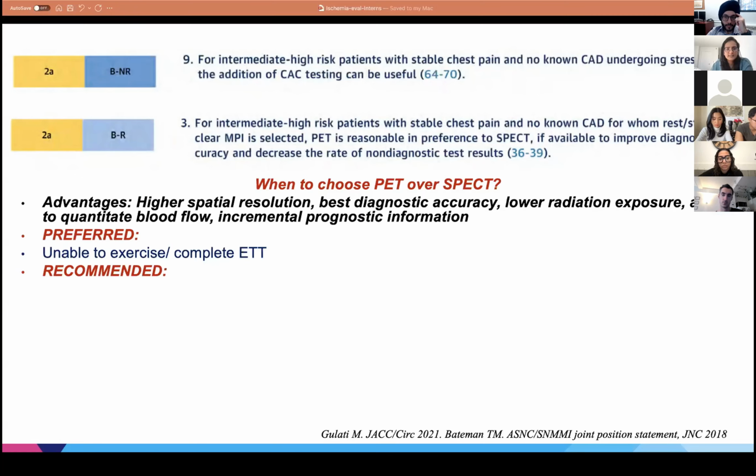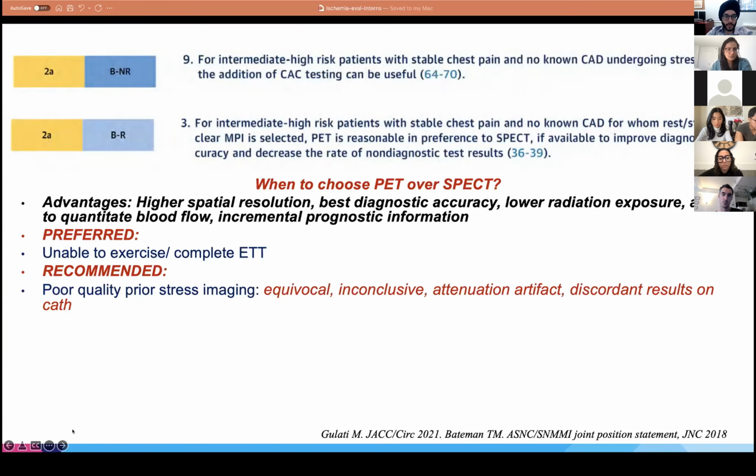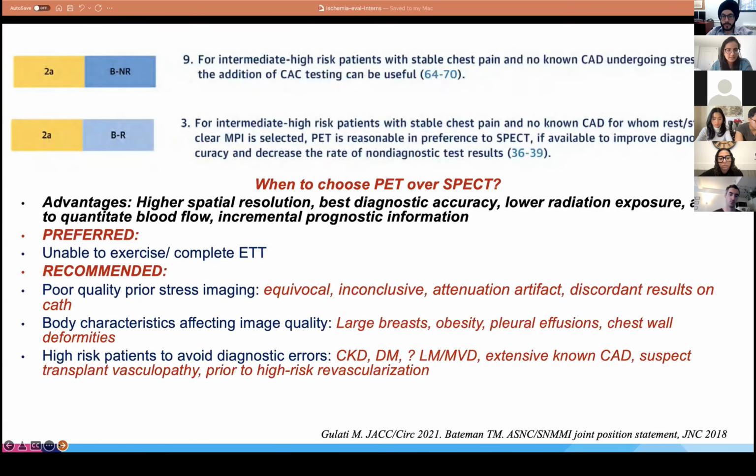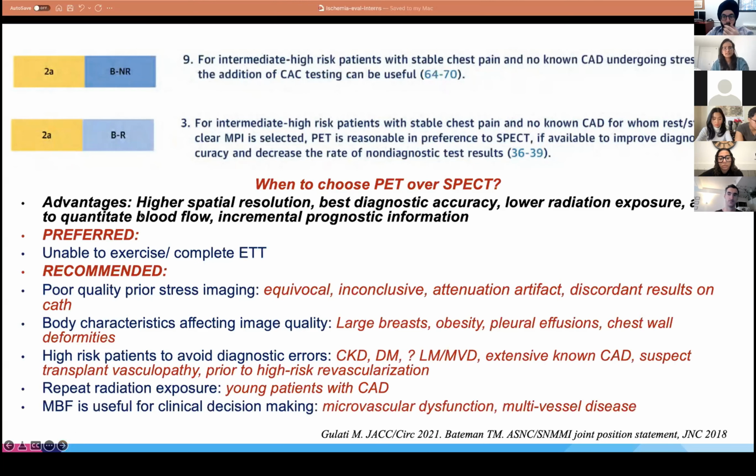Again, these are the things that you would think about when you want to choose a PET nuclear versus just a regular nuclear test, which is traditionally done with SPECT. PET is a newer technology which offers you better spatial resolution and better diagnostic accuracy with very low radiation. The radiation exposure with PET is significantly lower, like 3-fold lower compared to traditional SPECT.